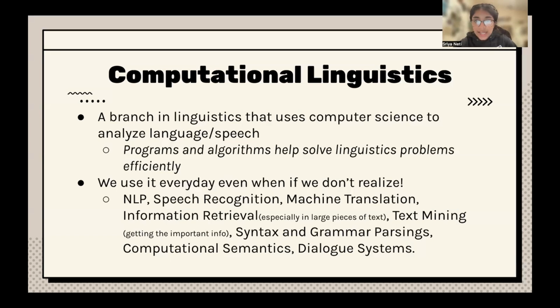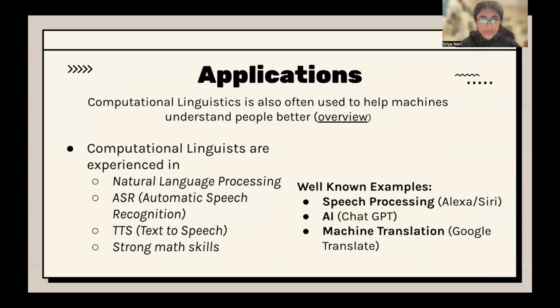There's also text mining, which is finding the most important information in terms that you define. Then there's syntax and grammar parsing, there's computational semantics, and then there's dialogue systems. So these are just very few examples of computational linguistics applications in our world, but as you can see, there's already a lot. Yeah, so what are its applications?